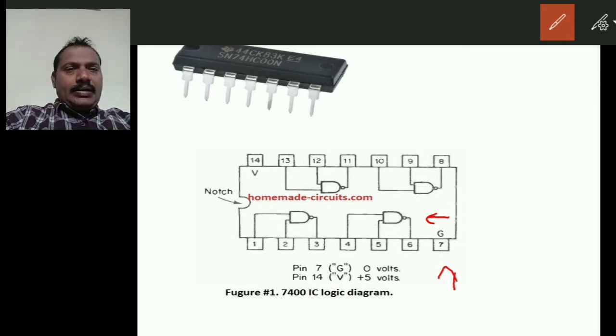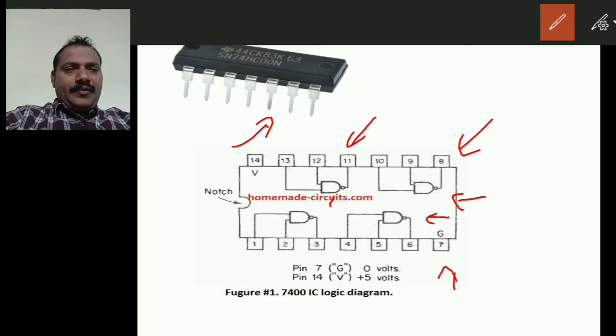And next, this is the third NAND gate. 9 and 10 are the input pins, and the eighth pin is the output pin. Fourth NAND gate here. In the fourth NAND gate, 12 and 13 are the input pins, the 11th pin is the output pin, and the 14th pin is the power supply.